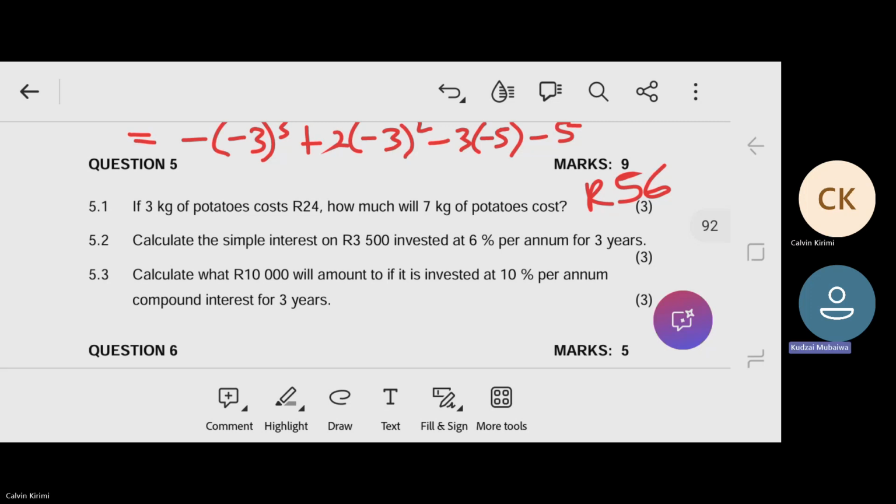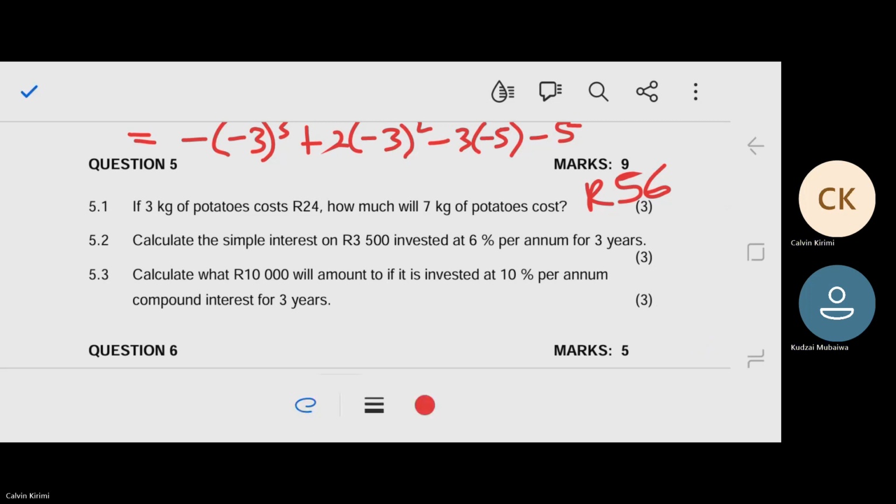For 5.2, I got 630. What did you do? Which formula did you use? You're calculating interest, isn't it? I used simple interest, yes, sir.